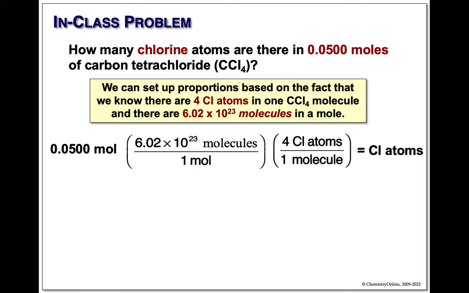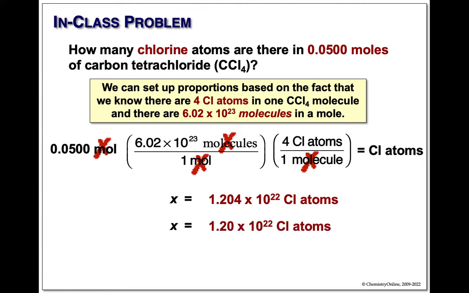We have set it up properly. Moles cancel, molecules cancel. Simply multiply it out. 0.05 times 6 times 10 to the 23rd times 4. 1.204 times 10 to the 22nd. Again, 3 significant figures here. We round this to 1.2. Any questions? It's not that difficult a concept to grasp. It's just a big number.